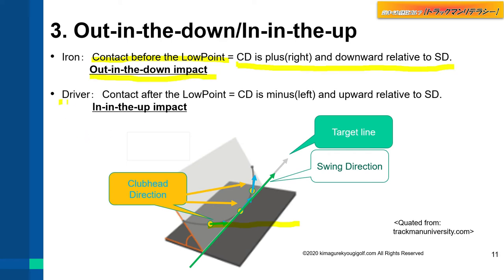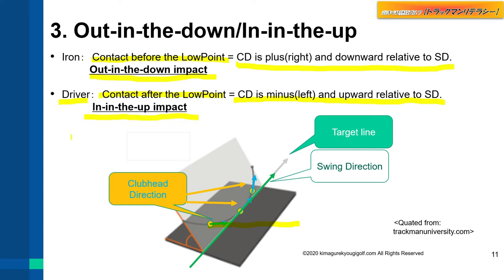In contrast, hitting the driver on the upswing is recommended, right? And in that case, we contact after the low point. In this case, club head direction is minus, to the left and upward relative to the swing direction. We call it in-up impact.